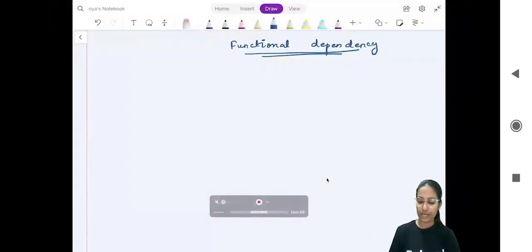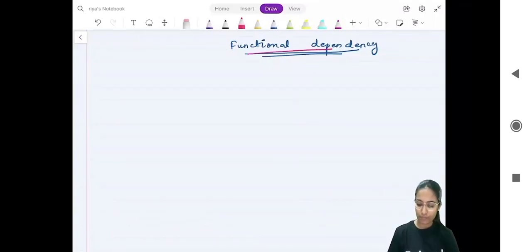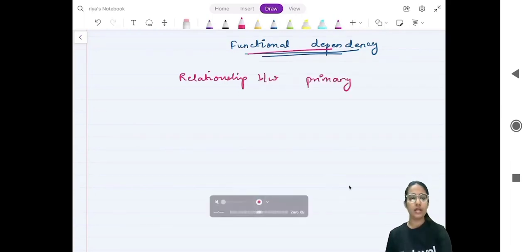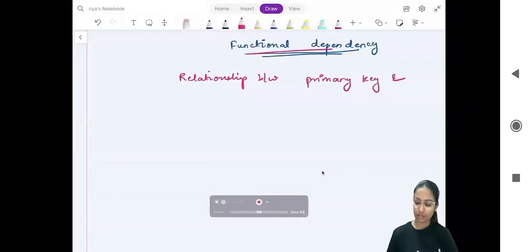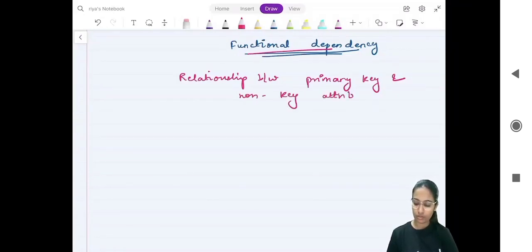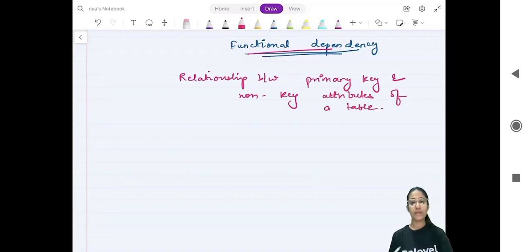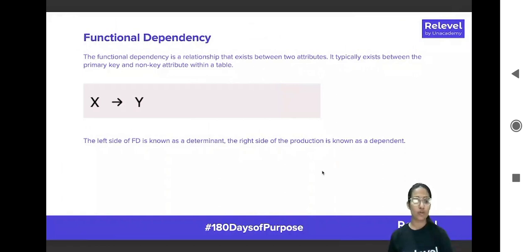So we usually define a relationship between the primary key and non-key attributes of a table. Okay, that's what dependency is, right? So we try to define and represent it as X arrow Y.